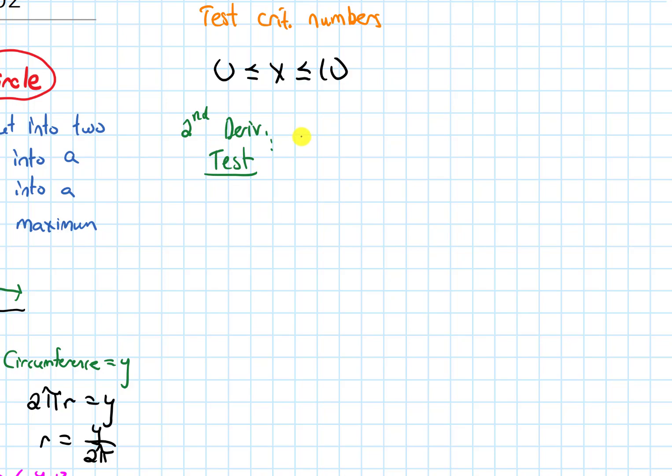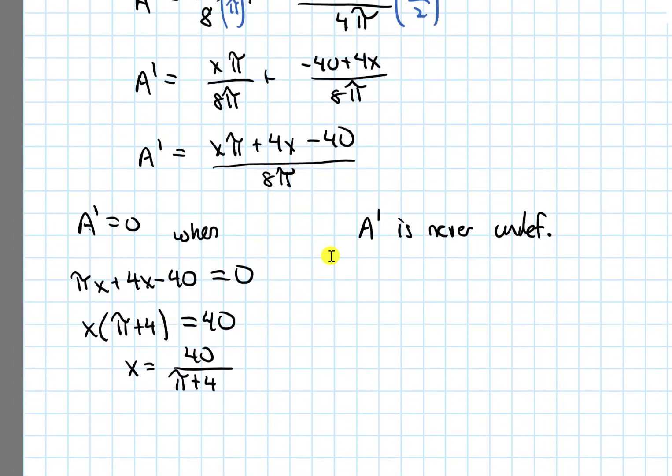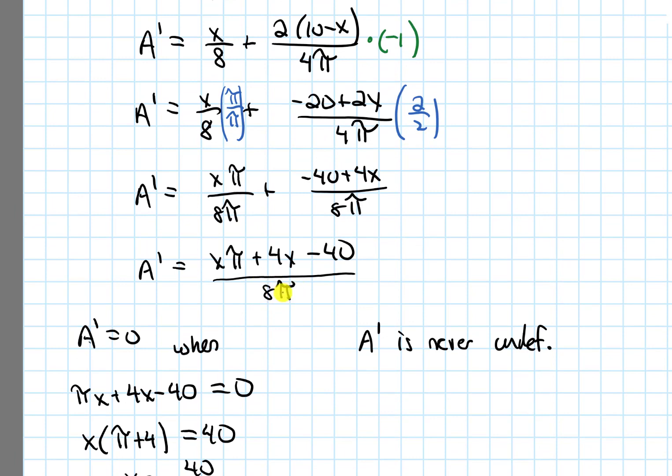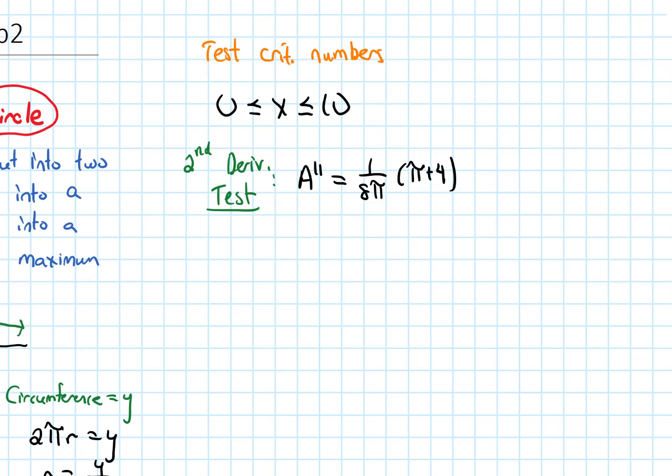Okay, so I take the second derivative. Looking back to my first derivative, this 8 pi on the bottom is just a constant, so I can pull that in front. I'll get 1 over 8 pi, and then times the derivative of the numerator. The derivative of x pi is pi. The derivative of 4x gives me a plus 4. And the minus 40 will be 0. So there's my second derivative.